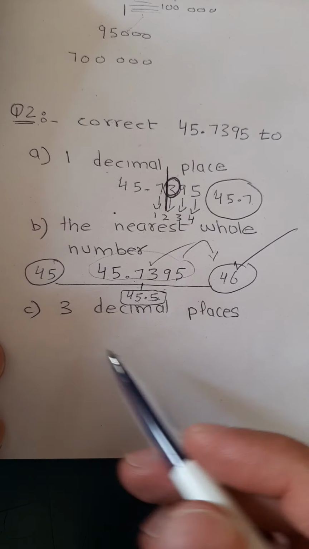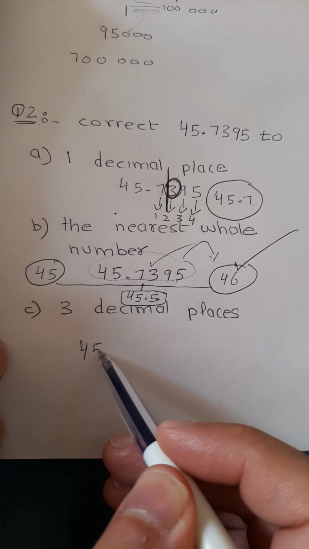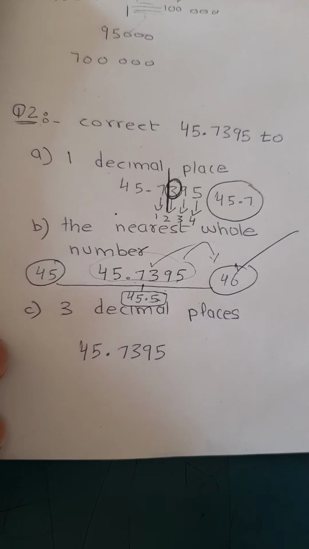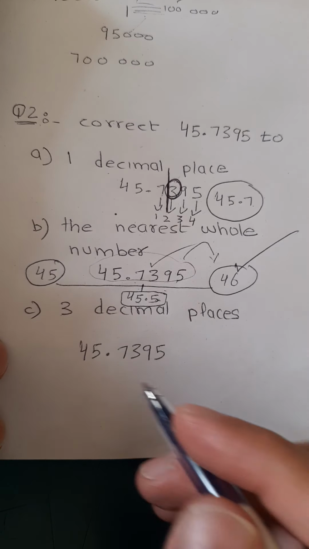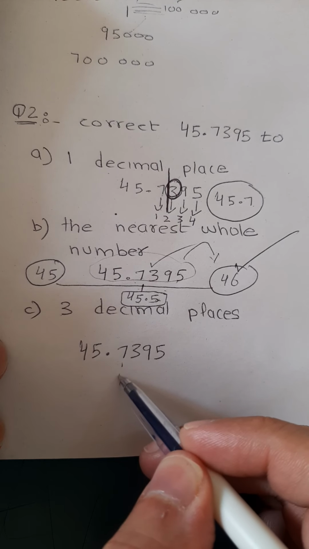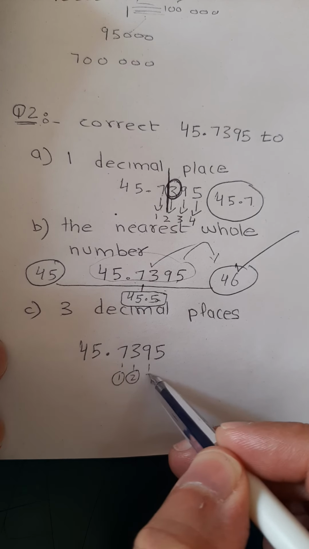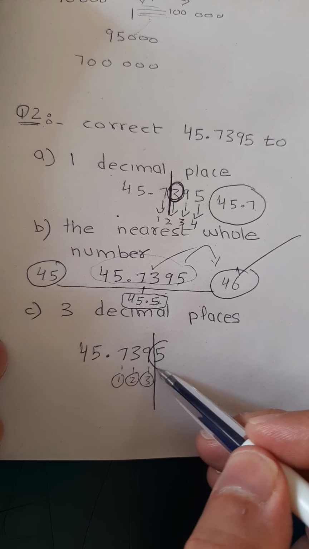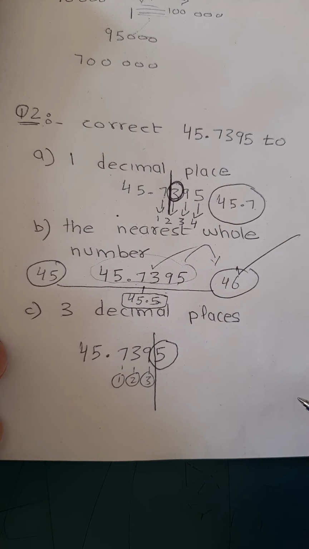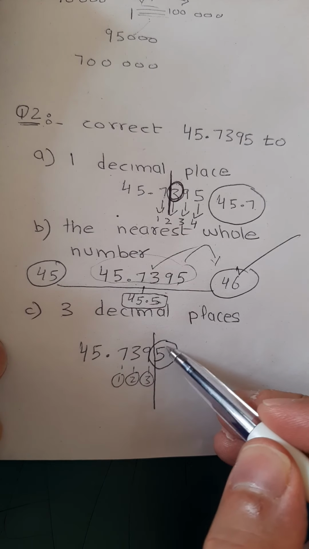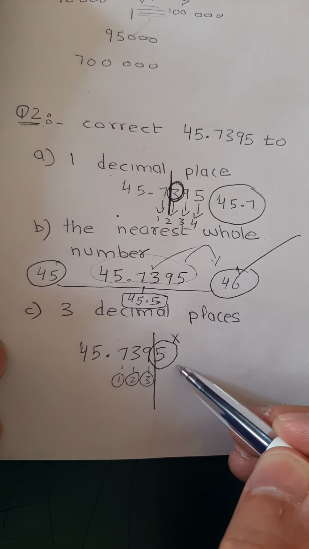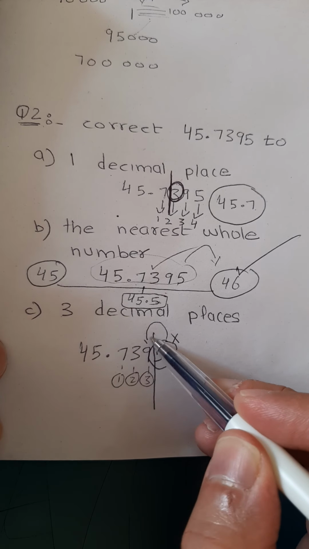Part C says correct 45.7395 to 3 decimal places. As I have discussed earlier, this is 1st decimal place, this is 2nd decimal place, this is 3rd decimal place, so I have to correct this up to this value. Now this number is to be dropped, and this number is 5. So if the number to be dropped is 5 or more than 5, then increase the previous digit by 1.